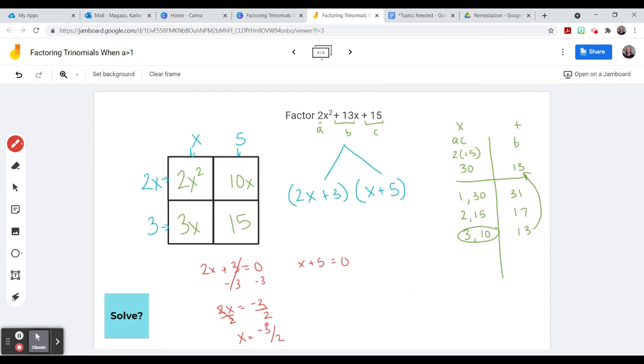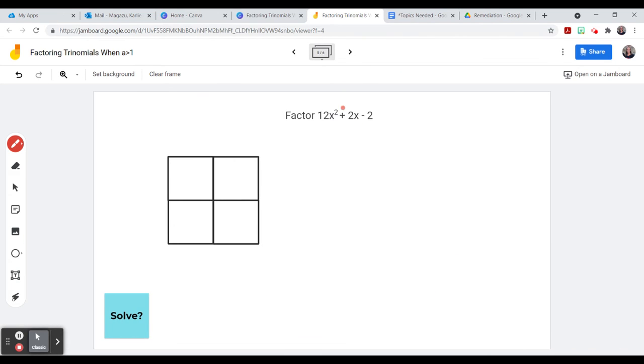Can I leave it improper? Yes, you can. Subtract 5, they cancel. X is equal to negative 5. 2 x values, and that is absolutely acceptable. Good to go. We have solved, and we have factored. Boom! Next one.